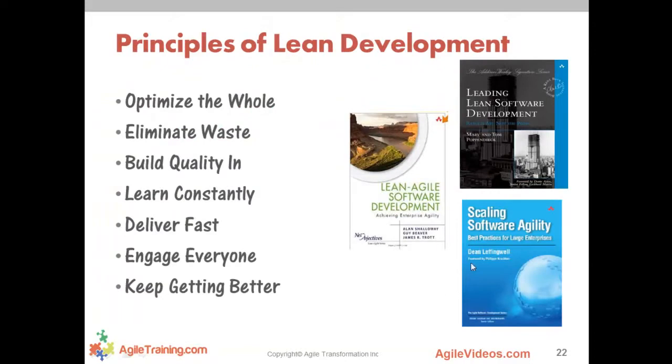There are some really awesome books out there that I thought, if you're interested, Mary and Tom Poppendieck really started the concept of lean software development. I like, obviously, Dean Leffingwell's got amazing content around scaling software agility and his scaling model, similar to the one that I just showed you right now with some differences. And of course, Net Objectives, they've got the Lean-Agile software. So these are good books, and these are the principles of Lean.